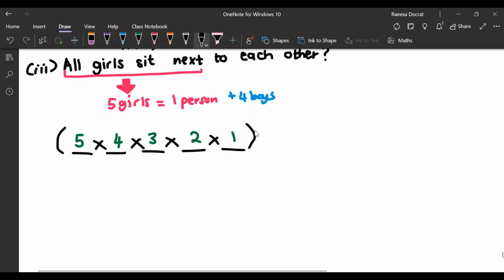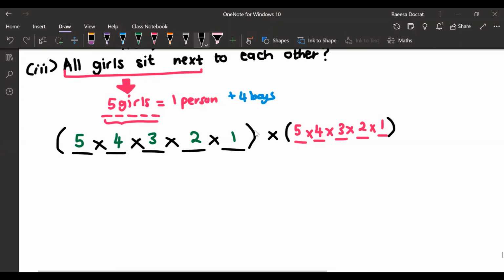What we would like to then do is organize those 5 girls. So how many ways are there, those 5 girls, we place them together, so they're all sitting together. But there's different ways of organizing the 5 girls themselves. So the number of ways of organizing the girls are 5 times 4 times 3 times 2 times 1.